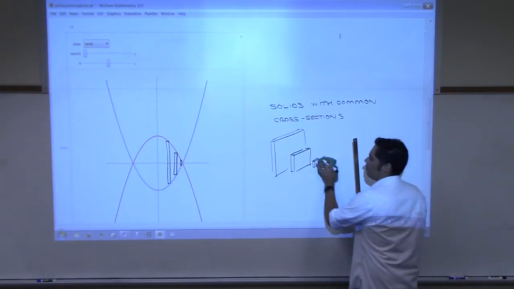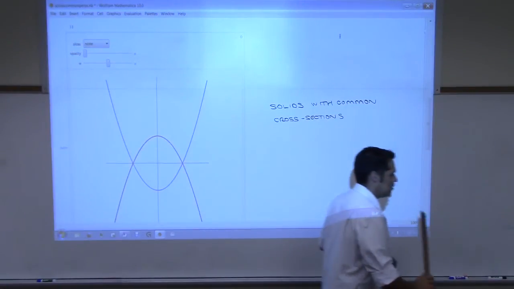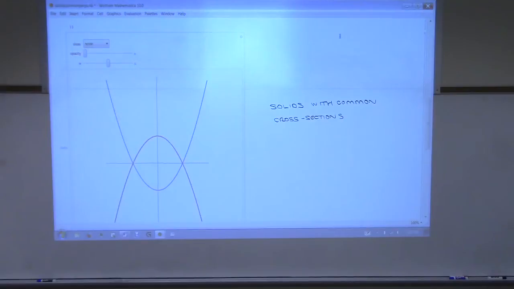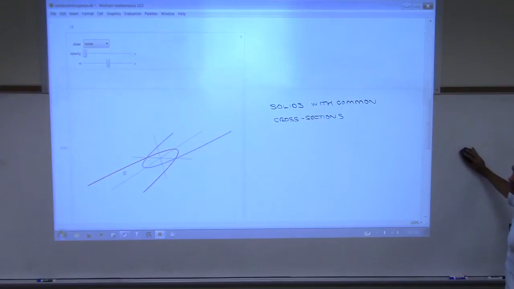So maybe we can generate a formula that would represent the volume of each of these slices. Now I want to use the computer to give you a better picture of what's happening here because I can only do so much on the board. So let's do it. Let's go ahead and lay this thing down on the ground. Okay, that's laying on the ground.